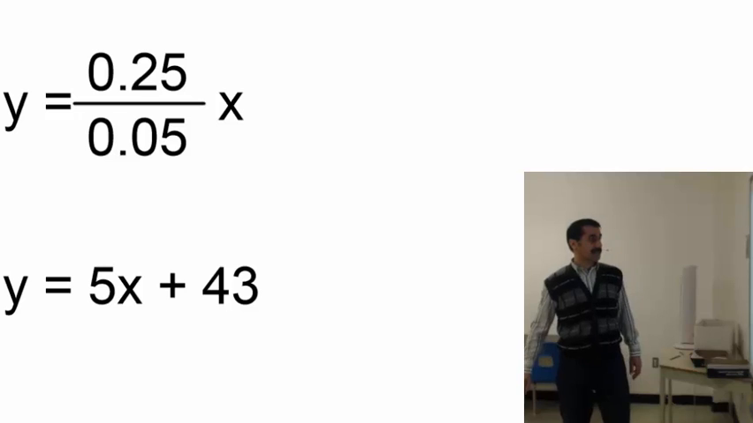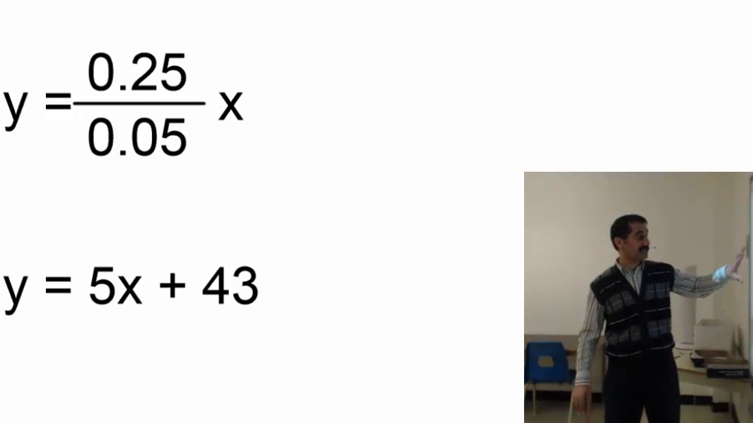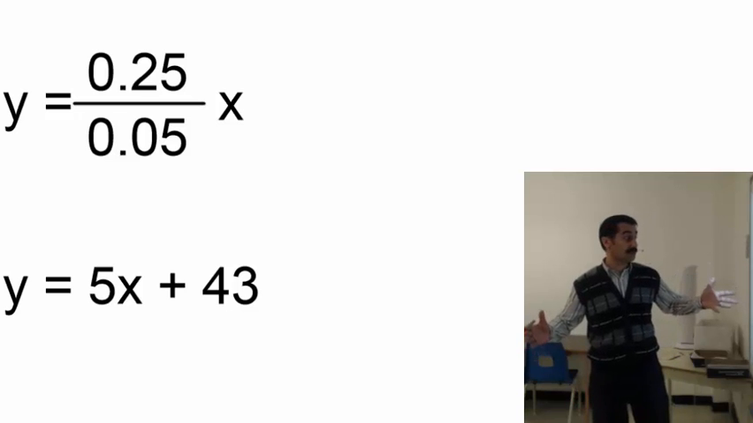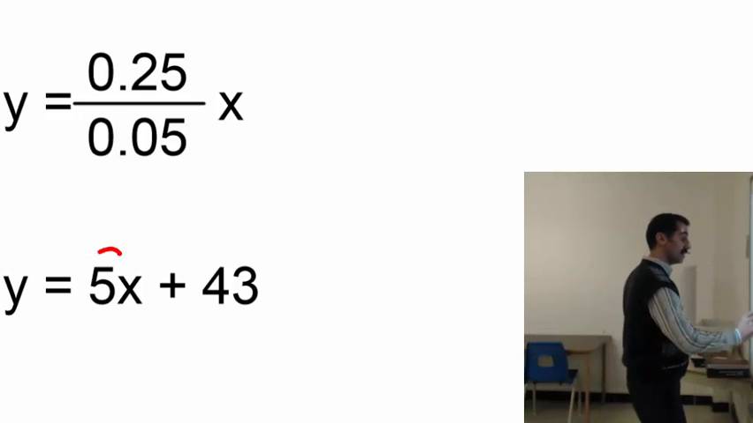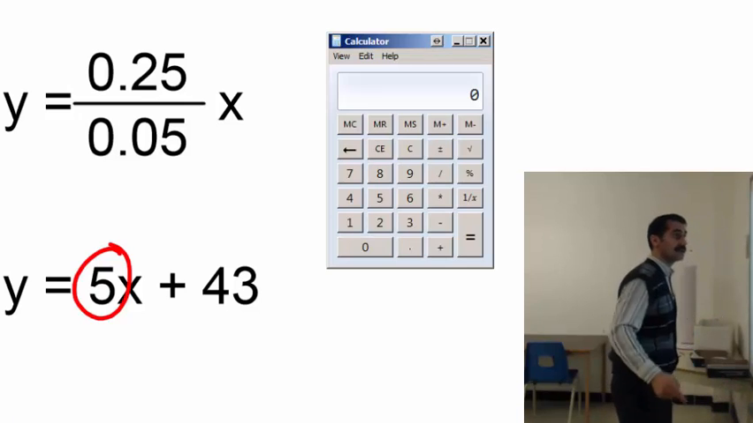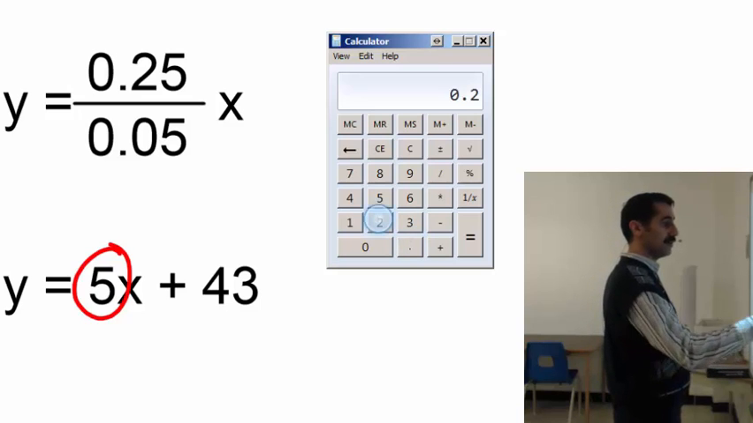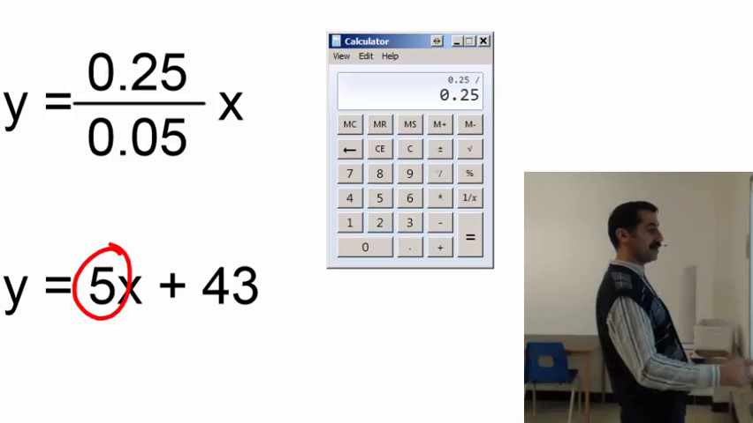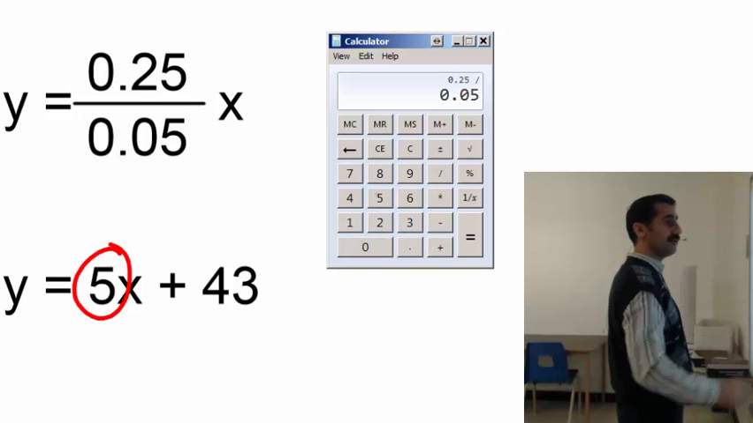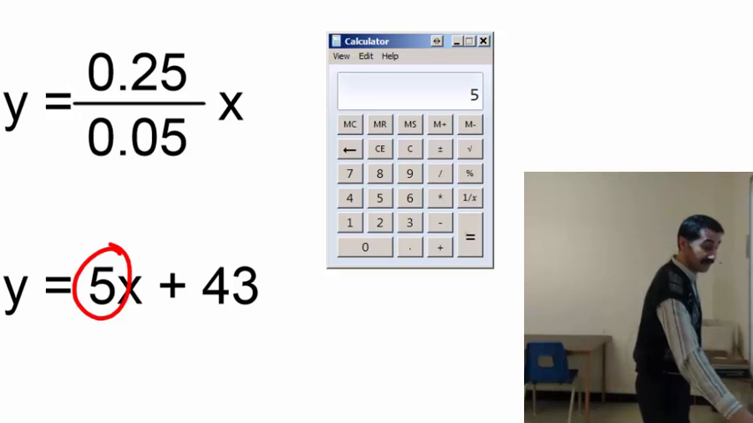Next, that seems weird, and they don't have opposite signs, so this could be parallel lines. So we got 5 here. Let's calculate that. Calculator. So I'm going to do 0.25 divided by 0.05. Am I getting 5? Yes, I am getting 5.